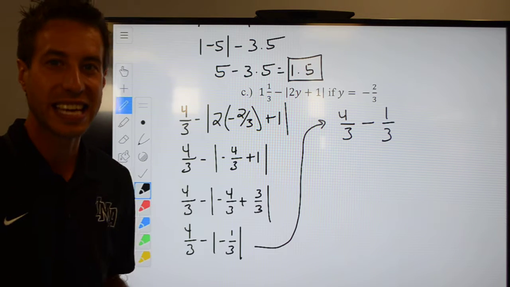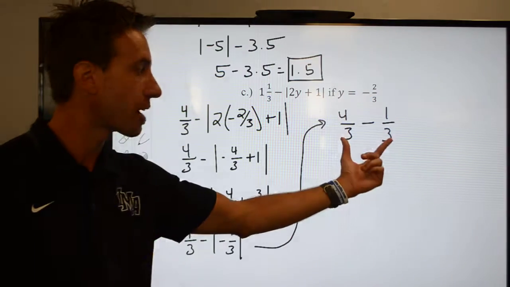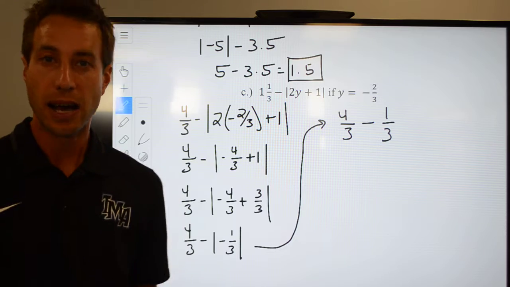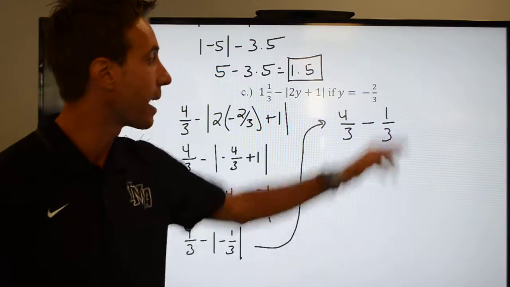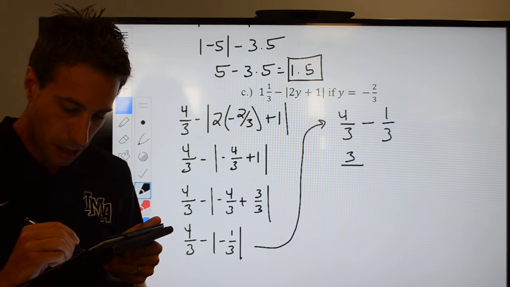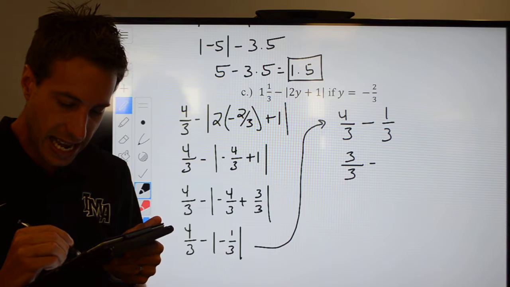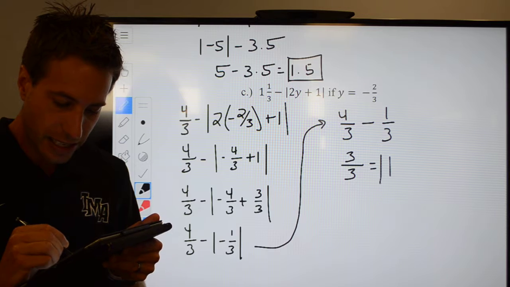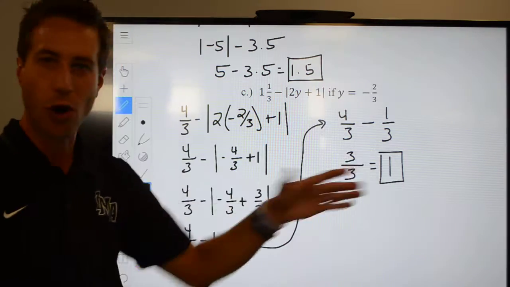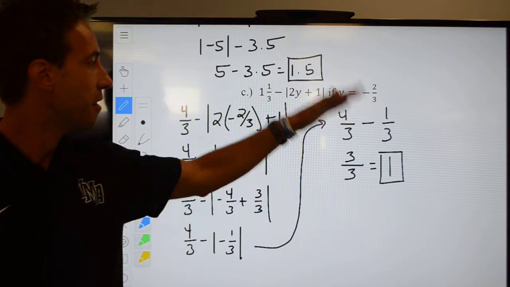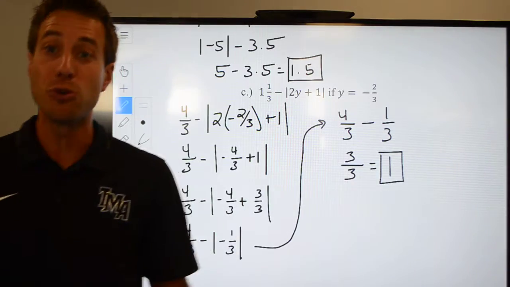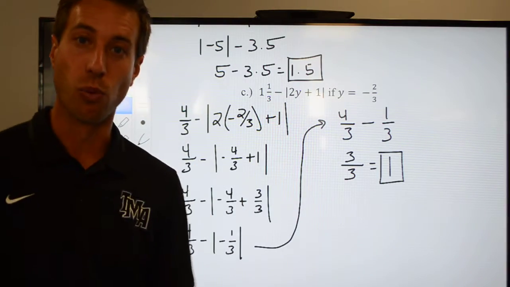The nice thing here, I have fractions, but I already have a common denominator. We're already set to do the subtraction. So 4 minus 1 is 3. Keep my common denominator of 3, and any number divided by itself is 1. Oh, what a fantastic problem. You start off with all these mixed numbers, fractions. You work your way all the way through there, and you come out with a beautiful solution of 1.